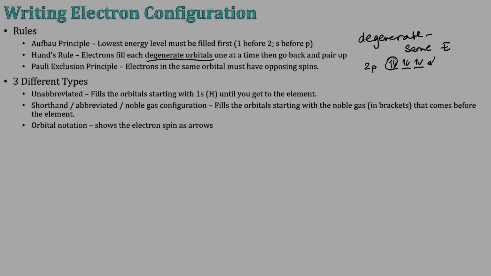So there are 3 different types. There's unabbreviated, which fills the orbitals starting with the 1s until you get to the element that you're looking for. There's shorthand, or noble gas configuration, which is when we start with the noble gas in brackets that comes before the element we're looking at. And then there's orbital notation, where we use these arrows. I'm going to show you all 3 types for a few elements, and then we'll look at ions.